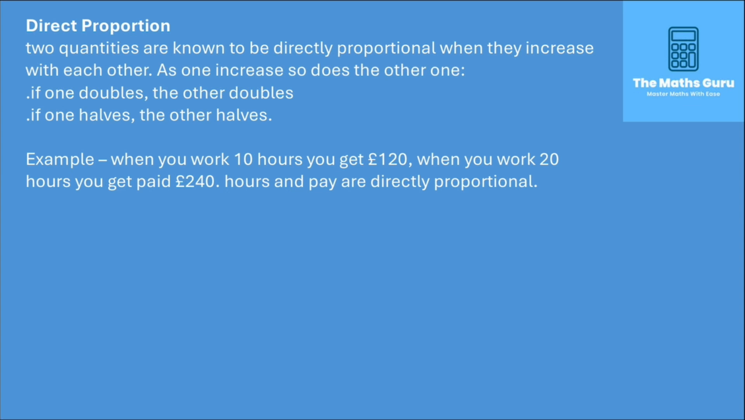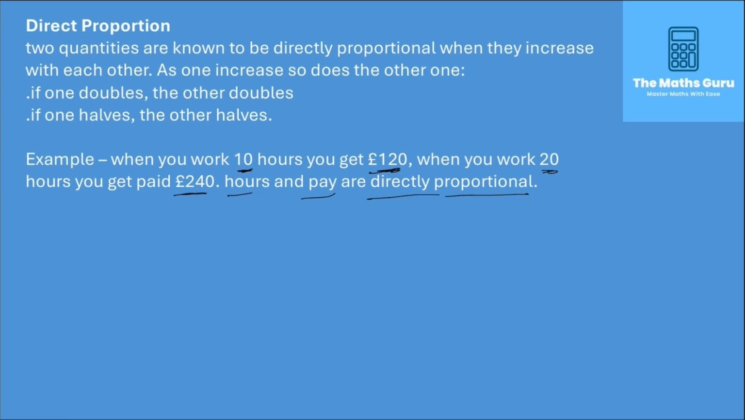An example that I've come up with is when you work 10 hours, you will get paid 120. When you work 20 hours, you will get paid 240. Hence, hours and pay are directly proportional because as one increases by a rate, in this case doubling, the other factor increases by the same amount. It also doubles.